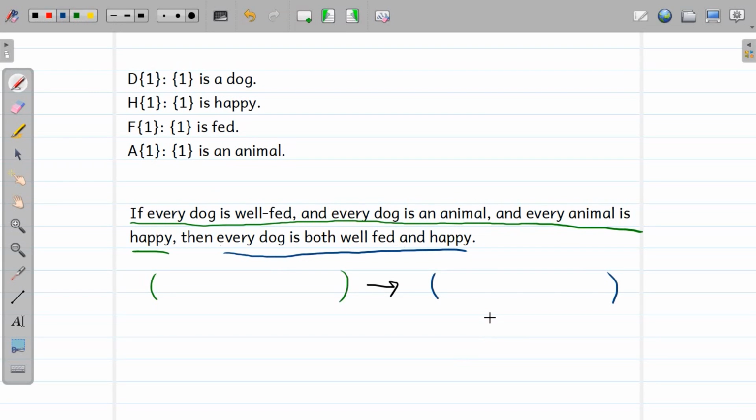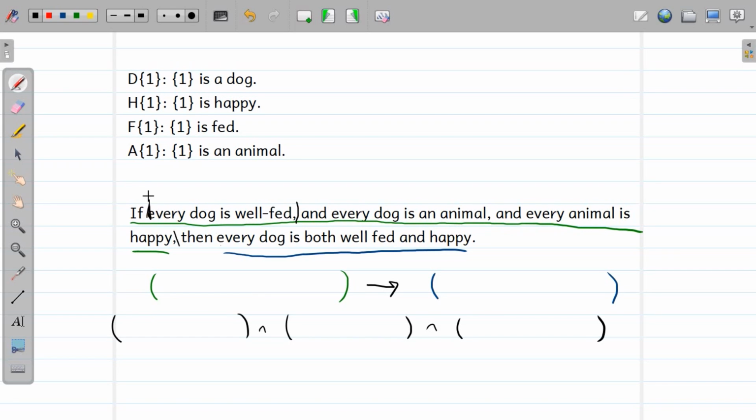Okay. Now we take it one chunk at a time. Be kind to your working memory and take it one chunk at a time. If every dog is well fed and every dog is an animal and every animal is happy. So forget about the if. We're just talking about this thing, which is pretty obviously a set of conjunctions, right? It's three things conjoined together. So something and something and something. That's going to be our antecedent. Now again, we'll just restrict this down. Okay, every dog is well fed.